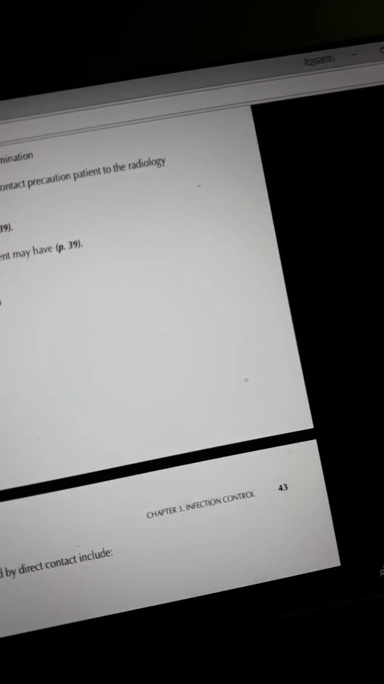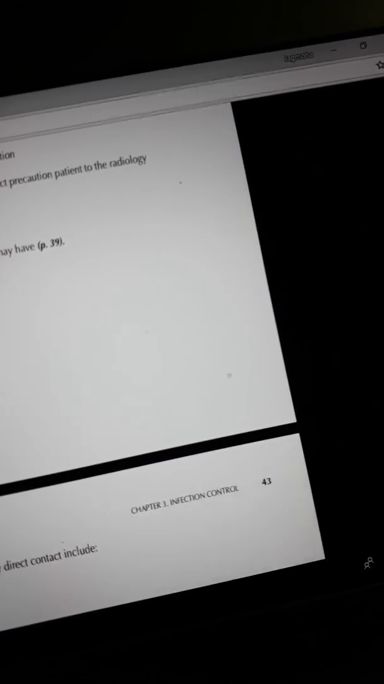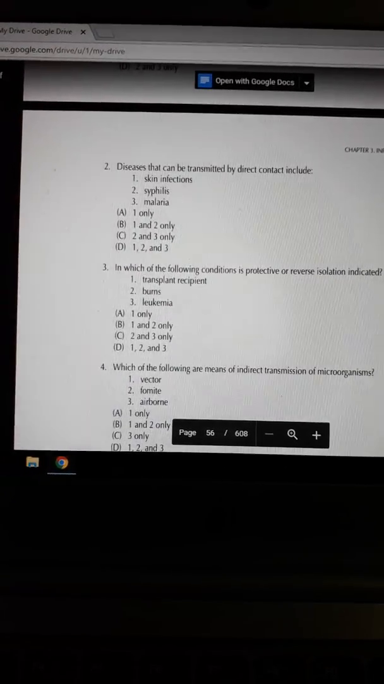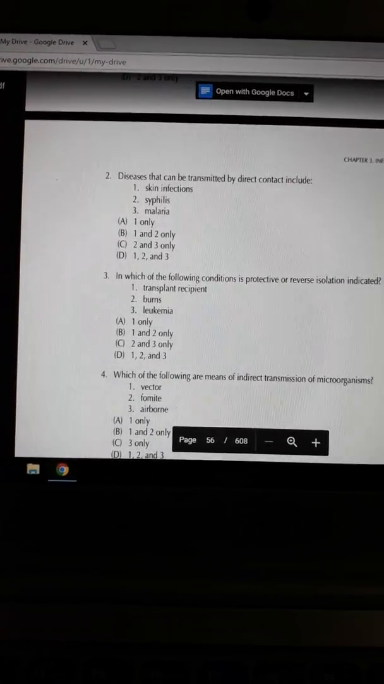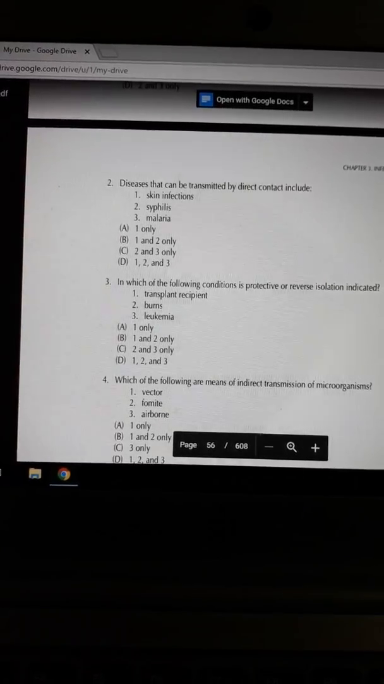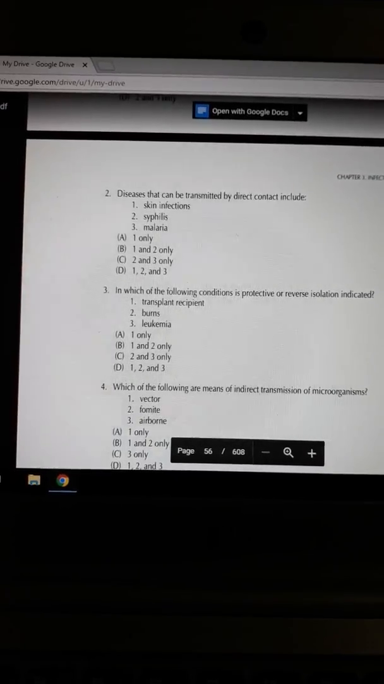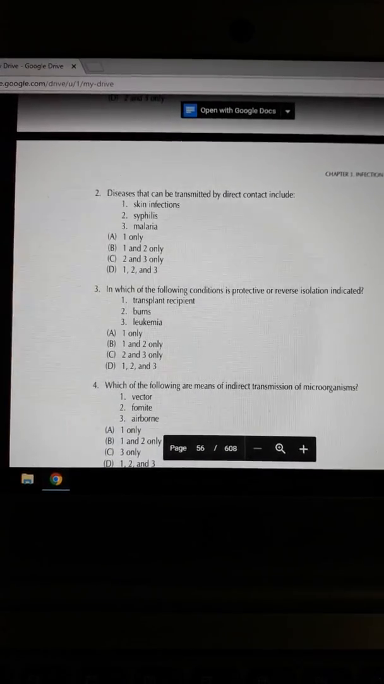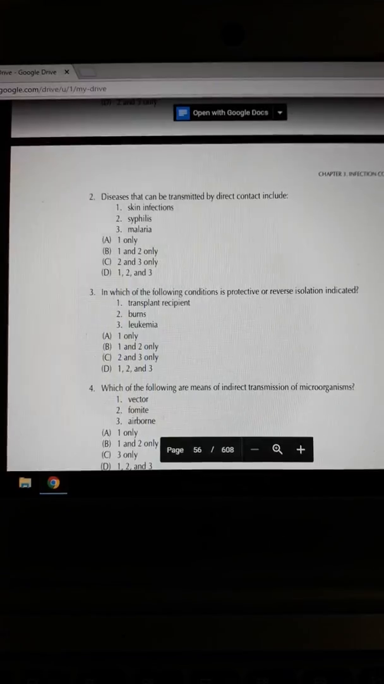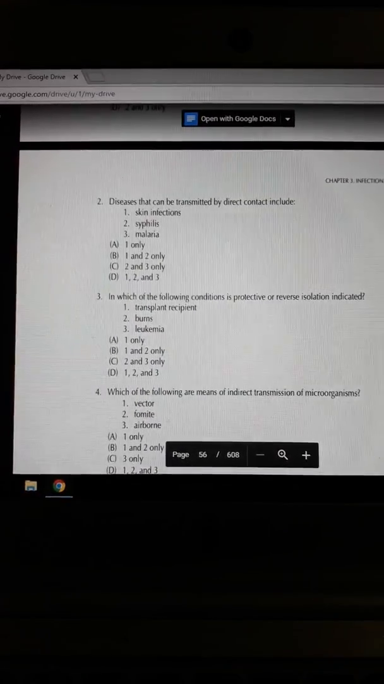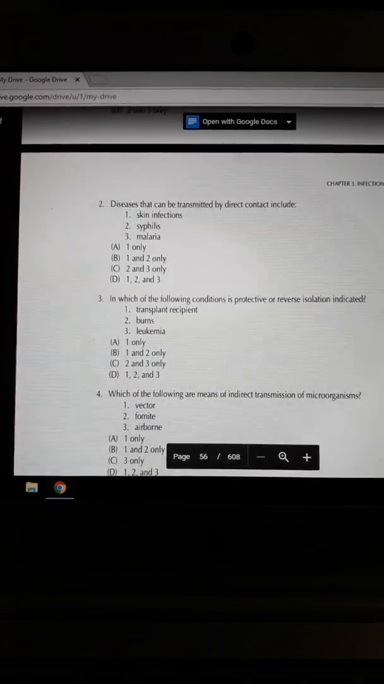First question: pathogens are. The answer is sometimes harmful or capable of producing disease, maybe D. Second question: diseases that can be transmitted by direct contact include skin infection, syphilis, malaria. So the answer will be two, three, first and second, B. And then the third question: which of the following conditions require protective or reverse isolation: transplant recipient, burn, and leukemia. So first and second will be B.